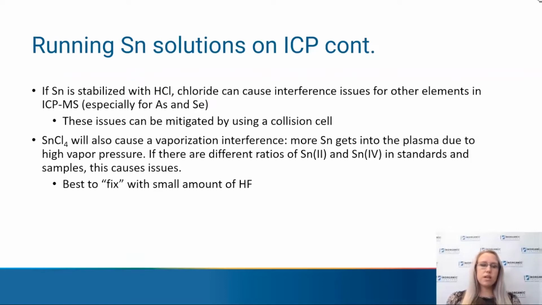So this is really going to be an issue if you have different ratios of tin-2 and tin-4 in your samples and standards. If you have a higher ratio of tin-4 in your standards than in your sample, you're going to get low results because you're expecting to see a higher signal than you're going to get if you have more tin-2. So again, it's best to fix the tin in solution with a small amount of hydrofluoric acid to keep these species in solution.